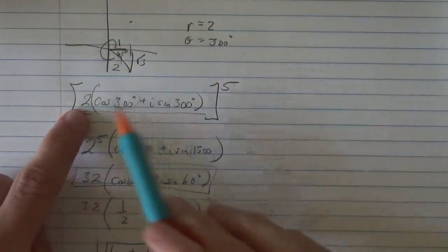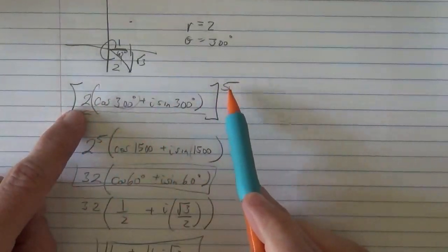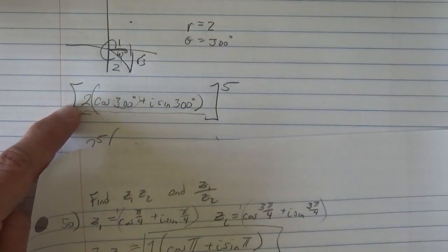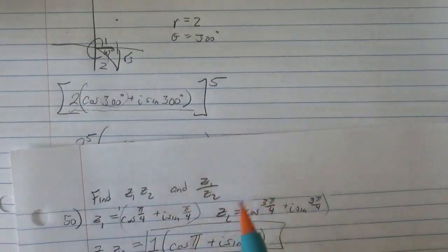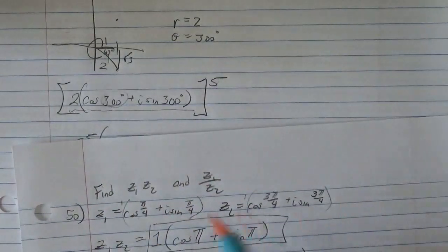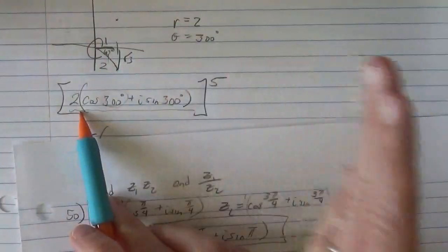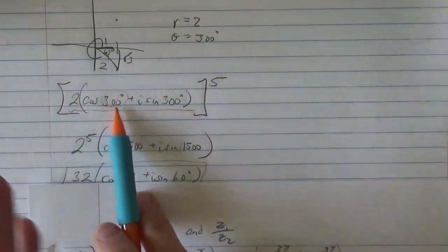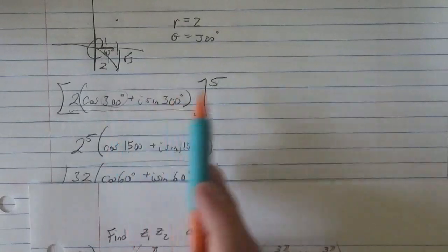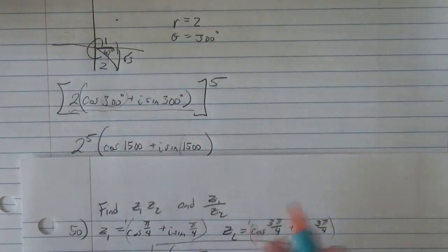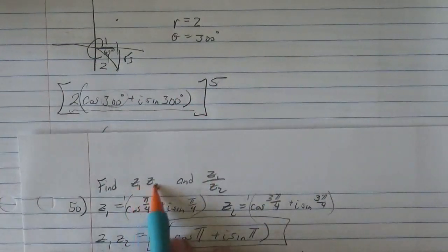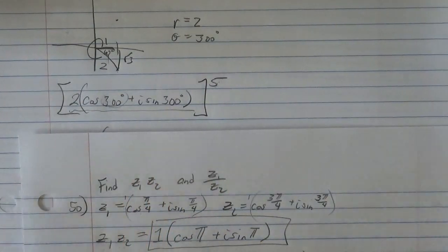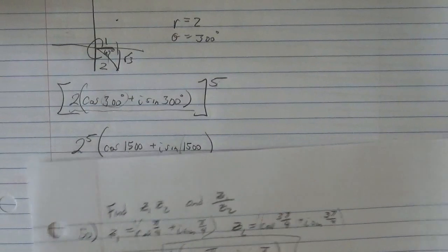And the idea that we can take this to this power is just an extension of what we were doing when we were multiplying. Remember when we were multiplying, we said you could multiply the radii and add the angles. Well, this is just multiplying the radius 5 times, so 2 to the 5th, and adding the angles 5 times, so 5 times 300. So it's just a natural extension of finding the product that we were doing in the previous problems. So fun. There you go.